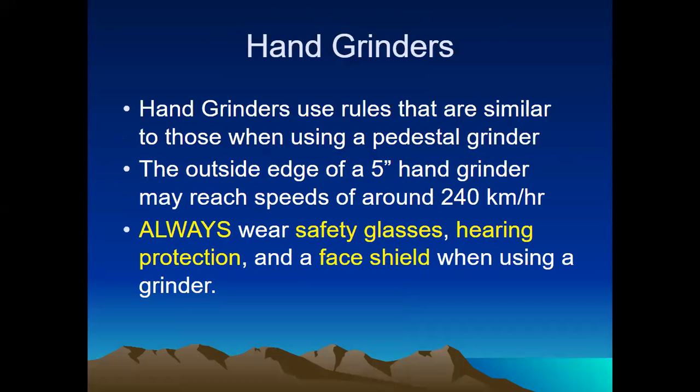All right, I'm going to talk about some hand grinders. Hand grinders use rules that are similar to those when using a pedestal grinder. The outside edge of a 5-inch hand grinder may reach speeds around 240 kilometers an hour, so considerably faster. We're often spinning those 5-inch grinders from 8,500 RPM to 12,500 RPM. They spin considerably faster than the big pedestal grinders at 1,600 RPM.